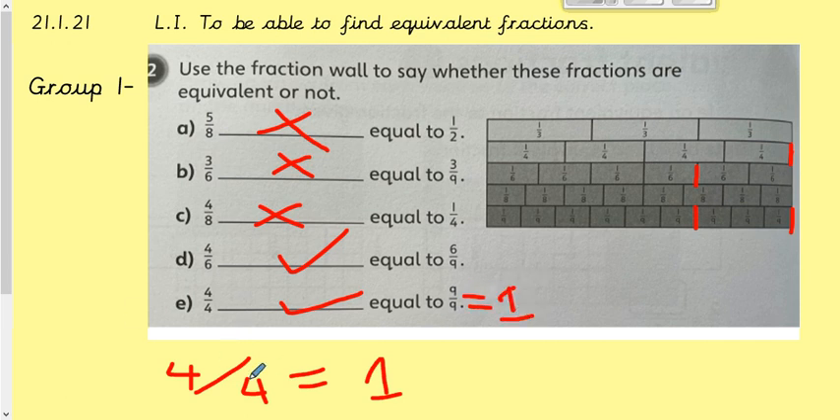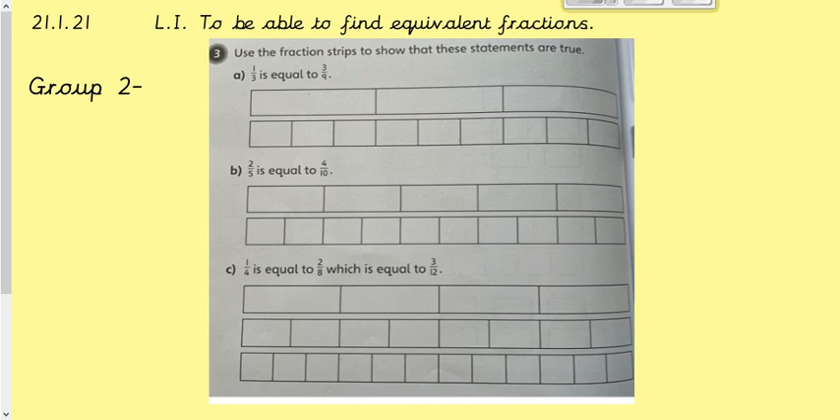All right. Let's have a look at group 2 then. So use a fractional strip to show that these statements are true. So you have to shade them in. So 1/3, you have to colour in 1, is equal to 3/9. And if you wanted to label them as well, you could have done. I'm not going to do that because it would take me too long, and it will just be a right mess. So each one of these would have been 1/9.